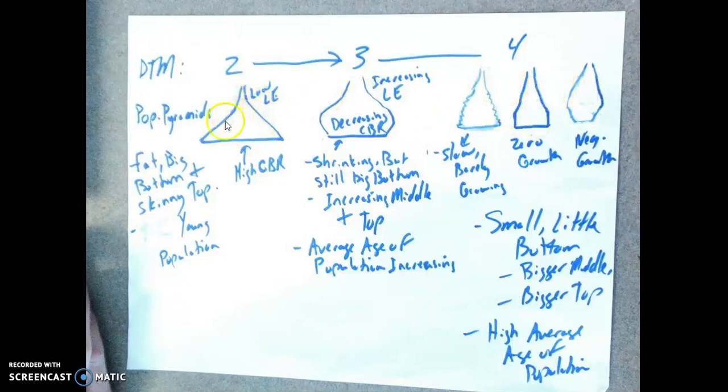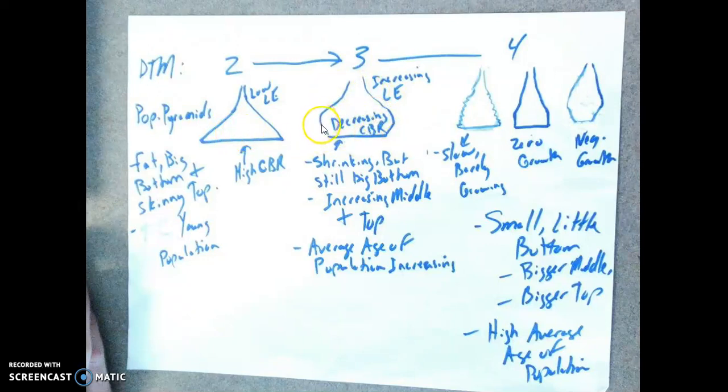So when we look at stage 2, it's more triangular. Again, you're going to see a fat bottom representing those high crude birth rates. And then you're going to see this filling out here as you have this declining crude death rate and that explosive growth. So that's where you see this filling out here at the base. And then you have this skinny top, which is representing that low life expectancy. This fat bottom, these high birth rates, represent that young population, that high youth dependency ratio.